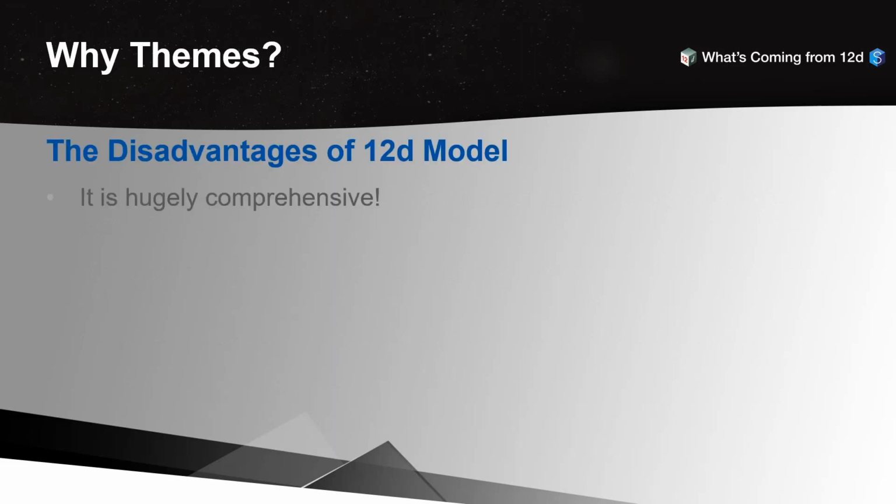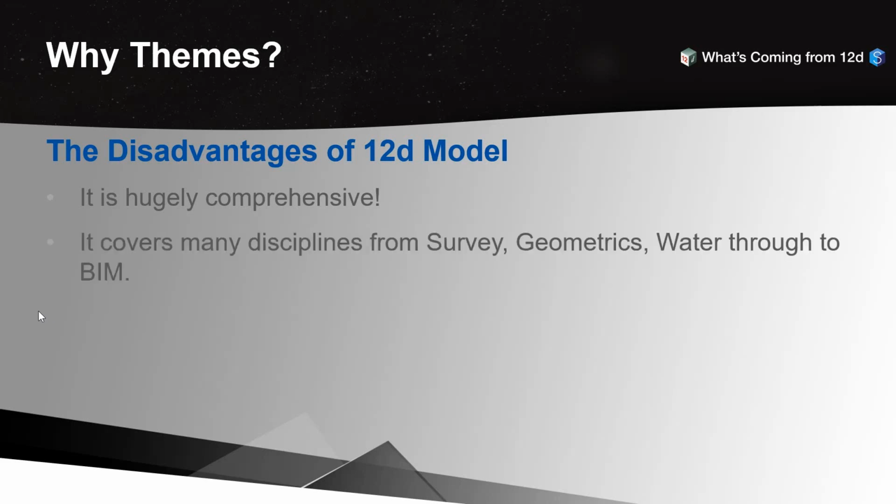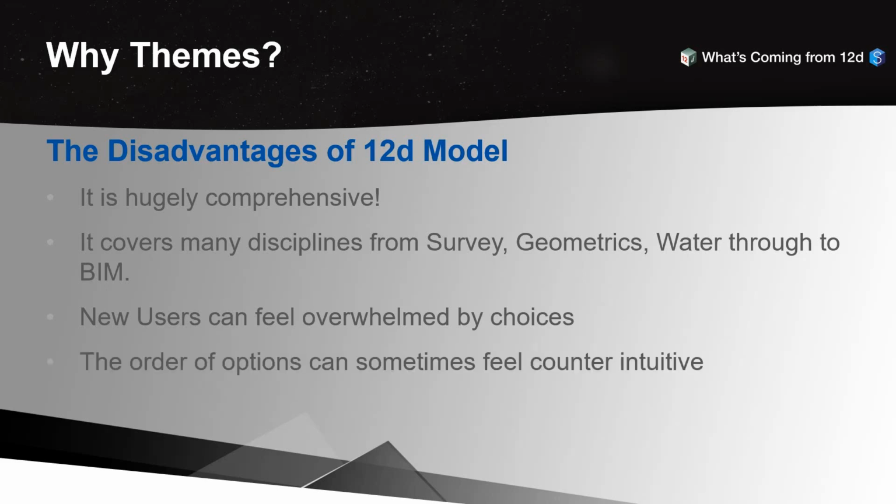The disadvantages of 12D Model. Well, it's hugely comprehensive. There's many different functions and many different things that you can do within the software. It covers many disciplines from survey, geometrics, water through to BIM, and new users can feel a little overwhelmed by the choices. The order of the options can sometimes feel a little bit counterintuitive, and we all know that efficiency in modelling is all about the workflows and the order that you go through things.